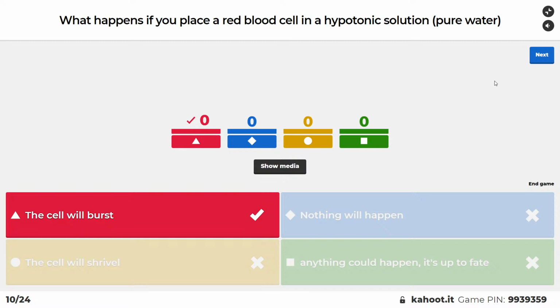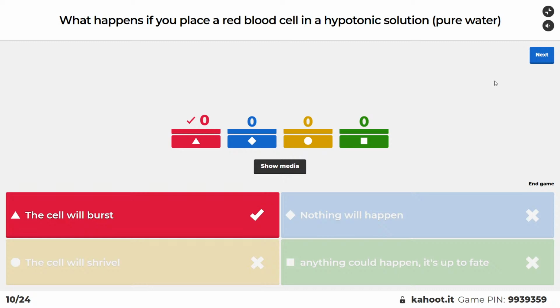concentration gradient. So it'll move from an area of high concentration to an area of low concentration. And since the red blood cell is being placed in a pure water solution, a lot of the water in that solution is going to be trying to flow into the blood cell all at once. And that'll cause the cell to overinflate and burst.